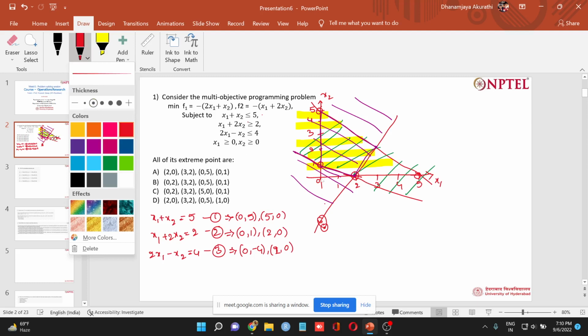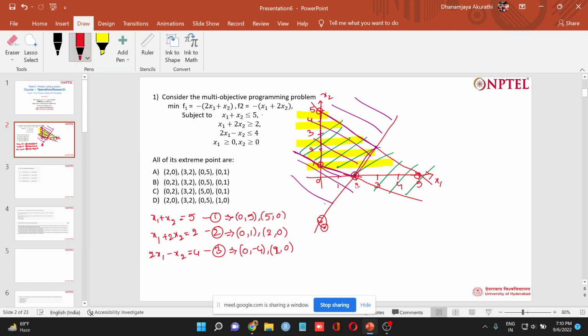So here we can find out the points, that here it is 2 comma 0. Let it be A. What is it? x1 2, x2 0. How can this point be obtained? This point can be obtained by solving this equation and this equation. For the first, this line corresponds to the first equation, that is x1 plus x2 is equal to 5, and this line corresponds to the third equation.